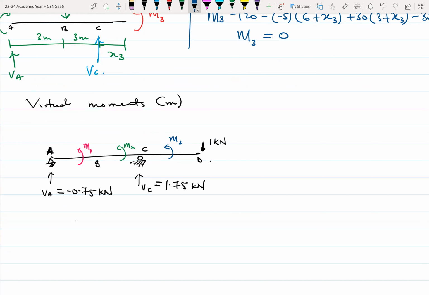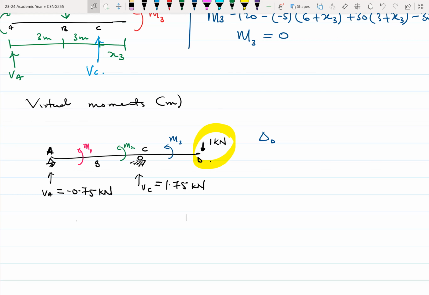And so what do we do? Since we are looking for delta D, we place a unit load at D. So that's the one we see over here. We place a unit load at D, and then use that information to find our support reactions VA and VC.